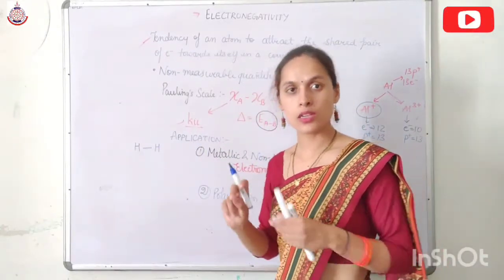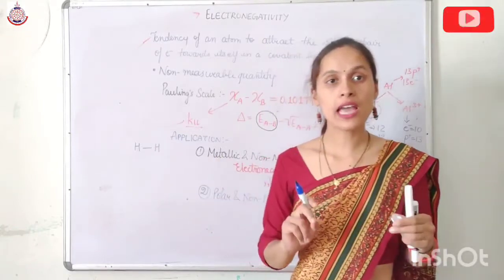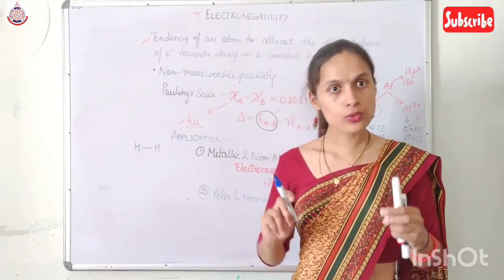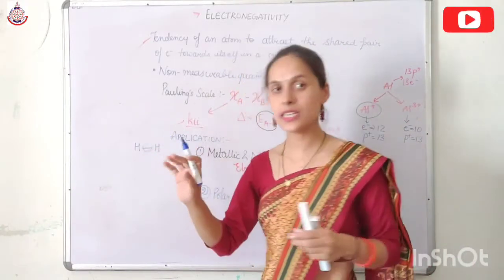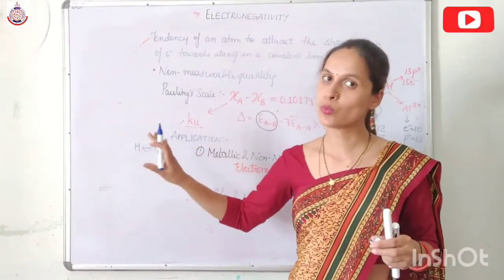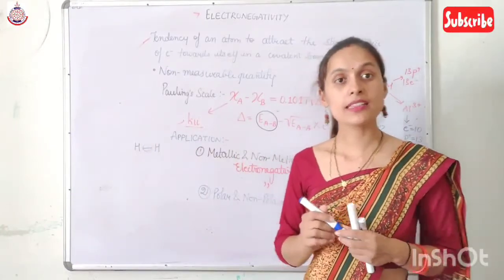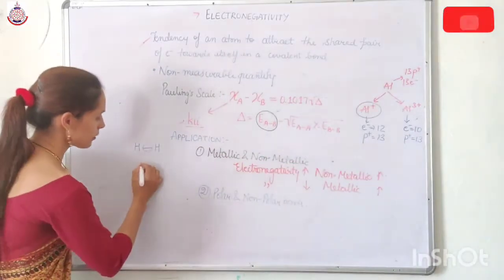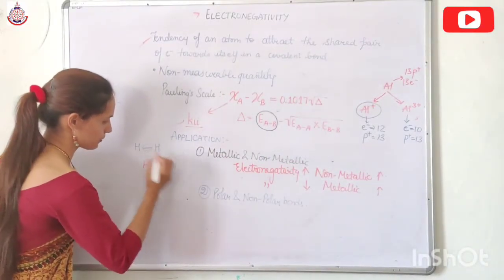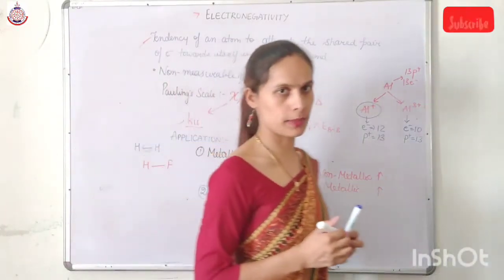So the electronegativity of both the atoms is the same, and due to the same electronegativity, the shared pair of electrons is equally distributed between these two hydrogens. That's why this is a non-polar covalent bond. Now let us take one more example, HF.